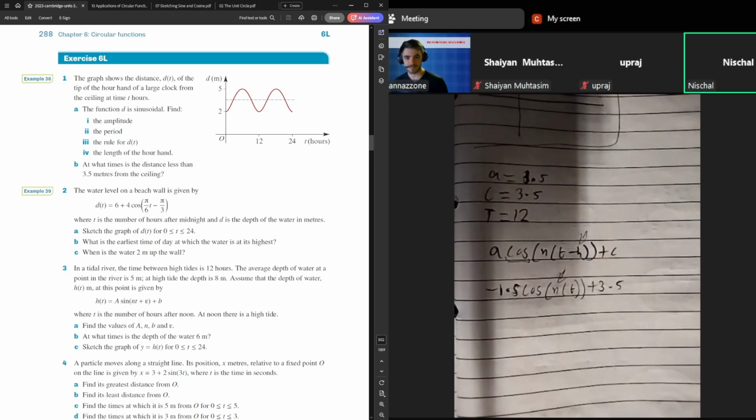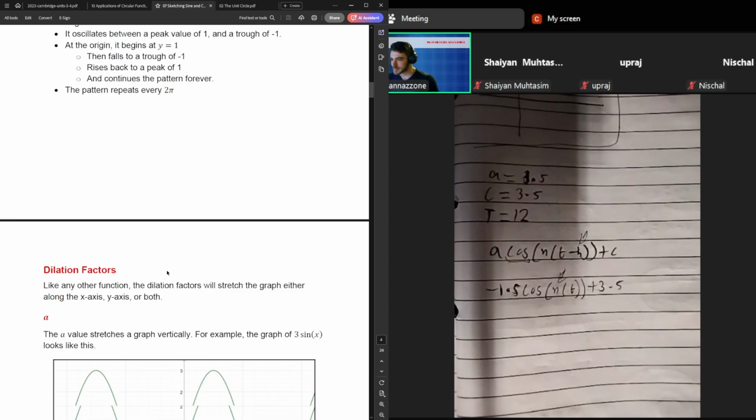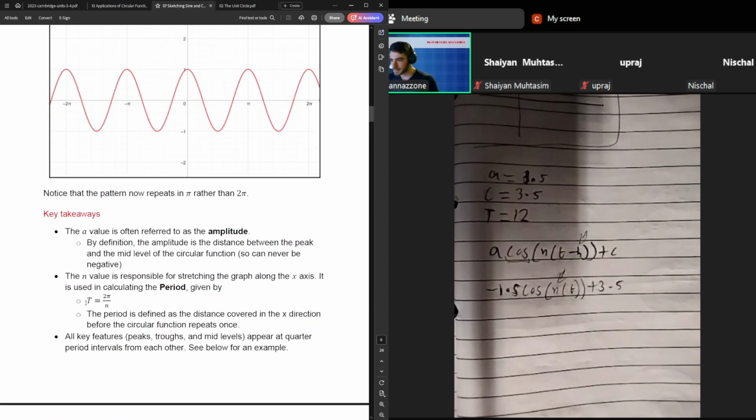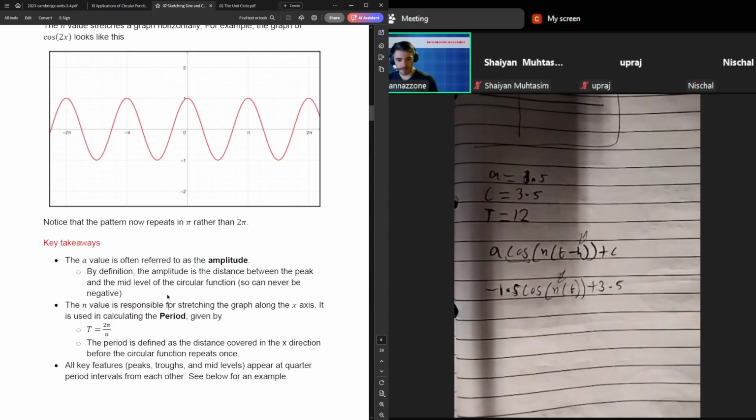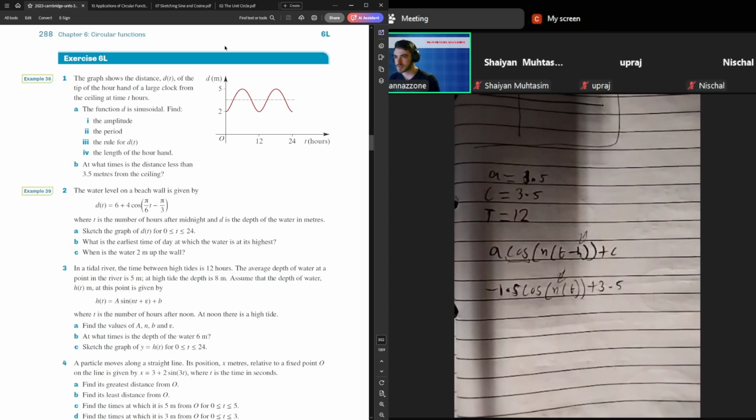I can't remember, n is which part of the graph again? n is no specific part of the graph, but it is used in the calculation of a part of the graph, and that is the period. Thanks, Yapraj. Using the period calculation, 2 pi divided by n. To see what that looks like, you'll have a certain distance. We figured that one out earlier, and for us it was going to be 12.